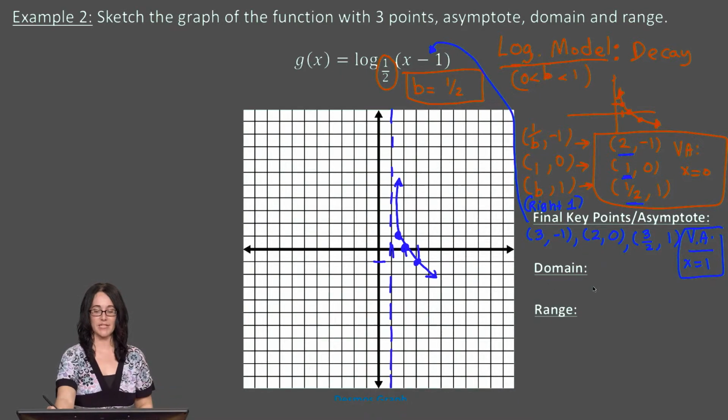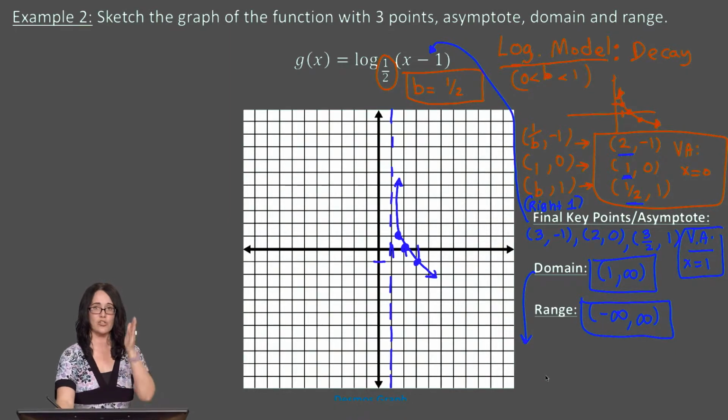In fact, the x values appear to be always to the right of our vertical asymptote. So that would be parentheses 1 toward infinity. I'll talk more about that in a moment. What about the range? Well, yeah, I can reach every output. I go down forever and up forever, so negative infinity toward infinity is my range of y values that are allowed to be reached.